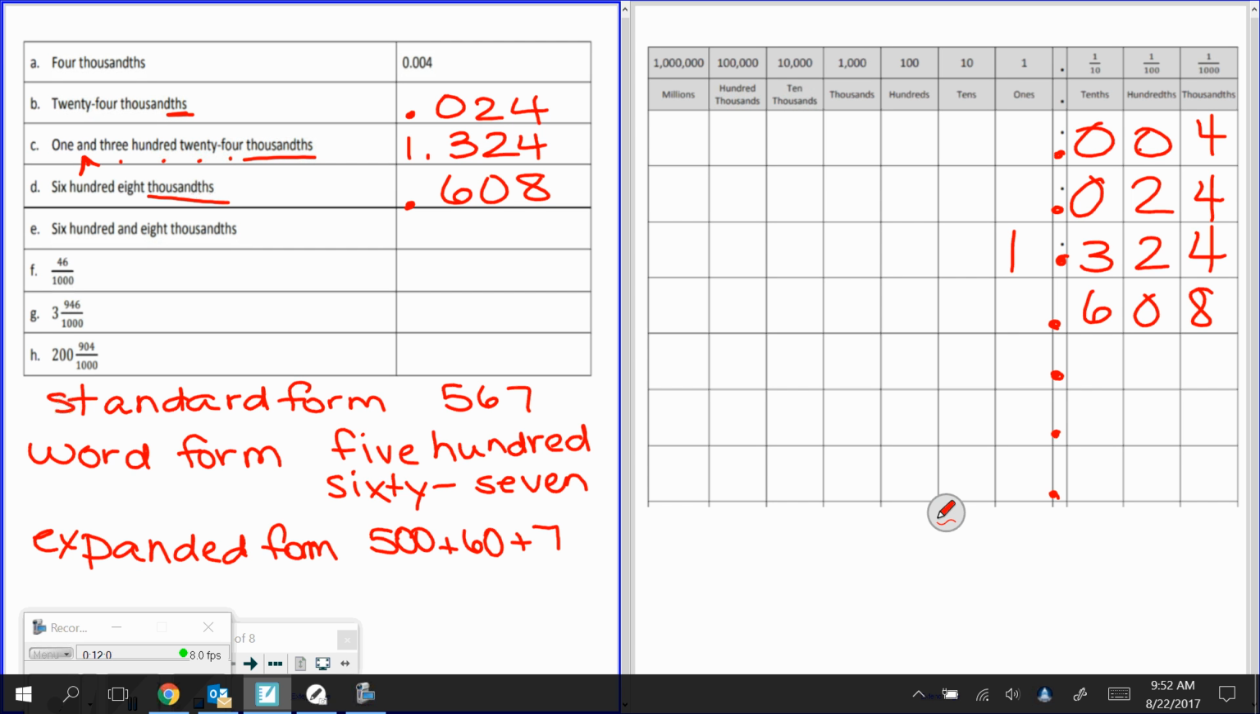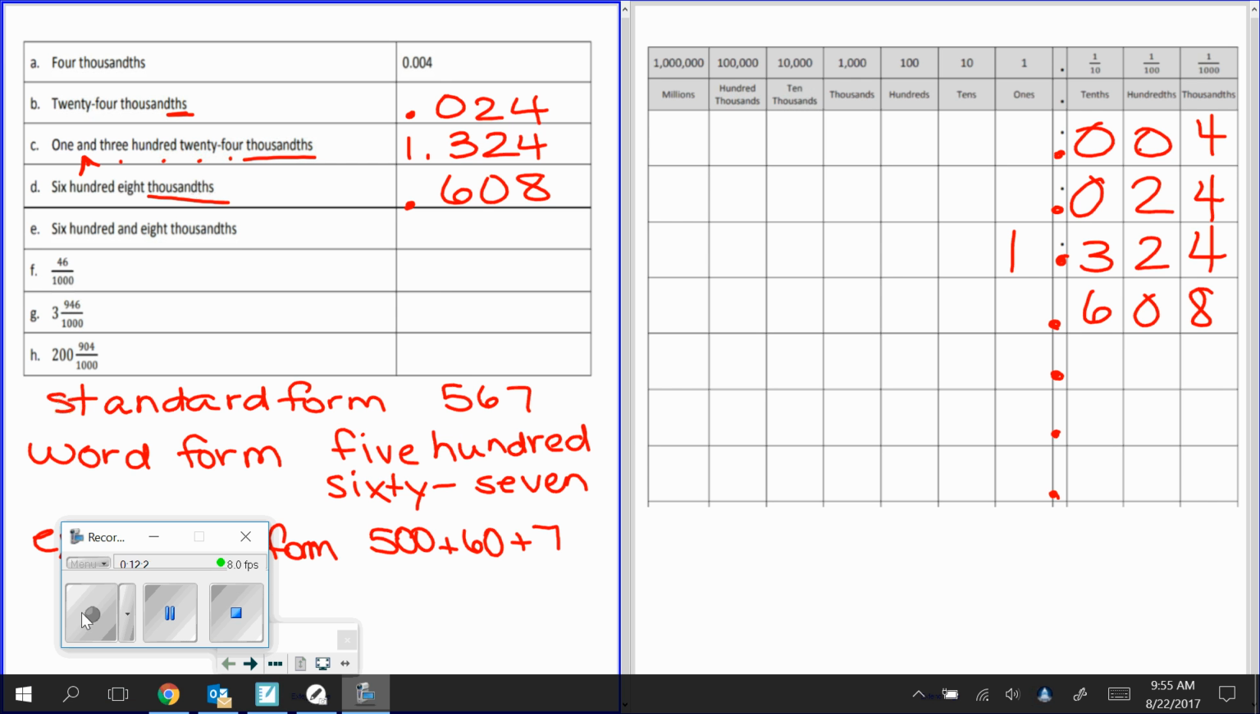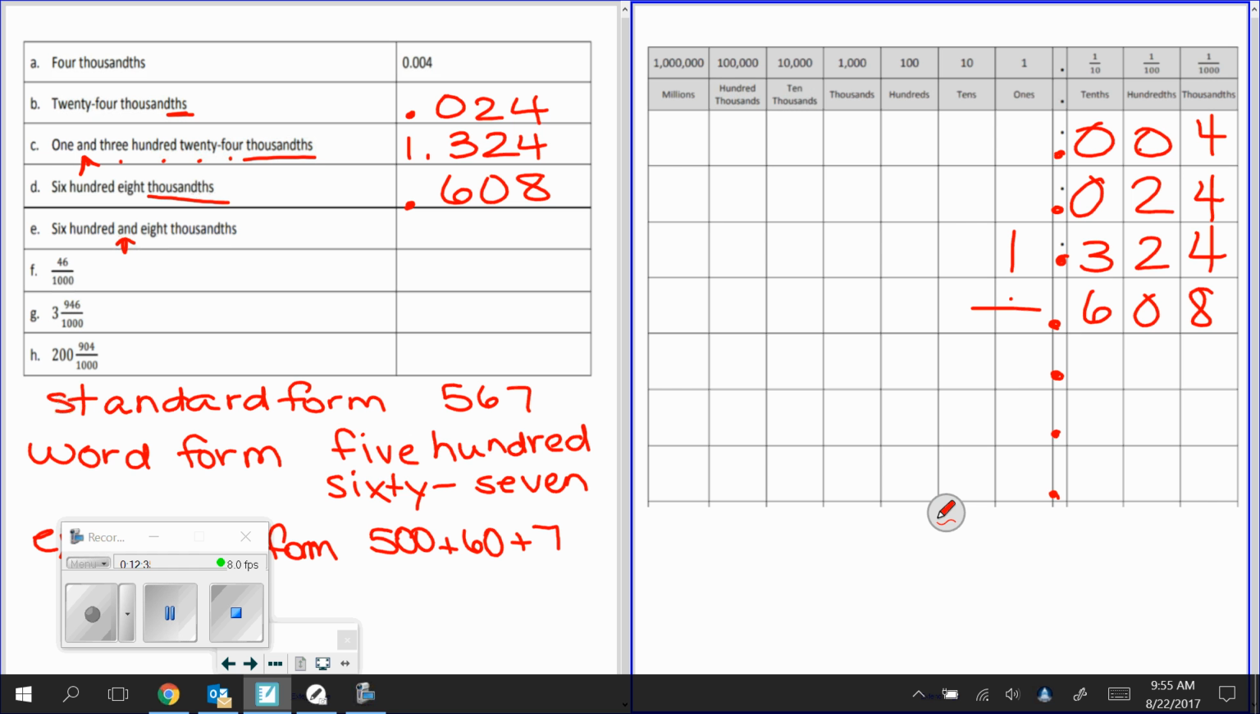So here we have 608 thousandths. I want you to write on your dry erase what you think this one would look like. 608 thousandths. We have an 8, an and. What does the and mean? Decimal. So if you wrote this again, guess what? It's wrong. It's wrong.